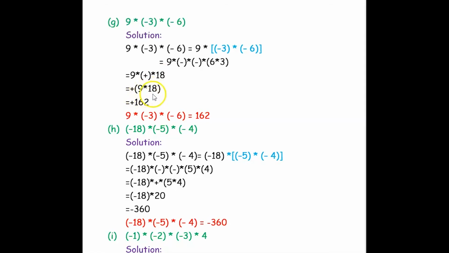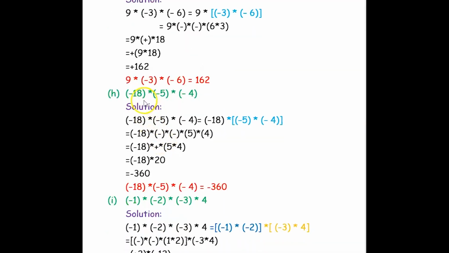We know that 9 into 18 is 162. So positive sign in the front. So thus 9 into negative 3 into negative 6 is positive 162. Next question is negative 18 into negative 5 into negative 4.